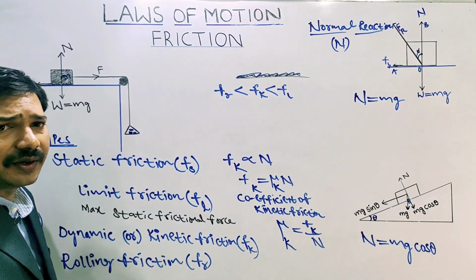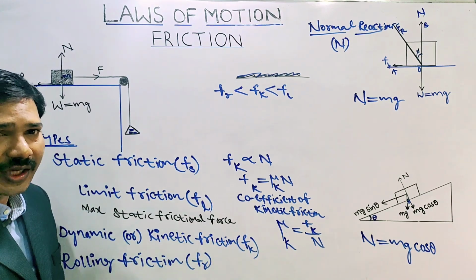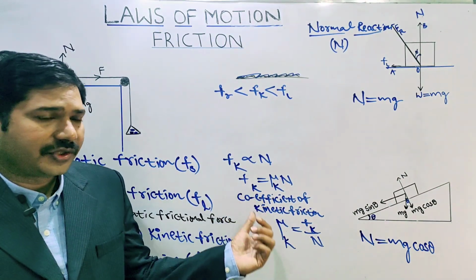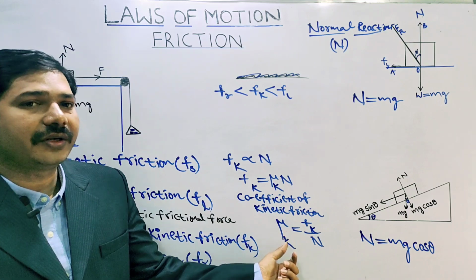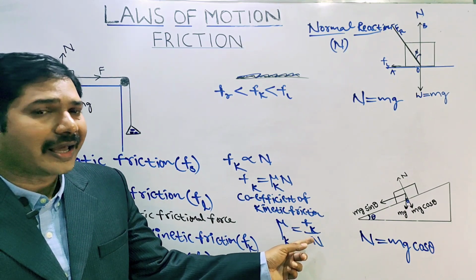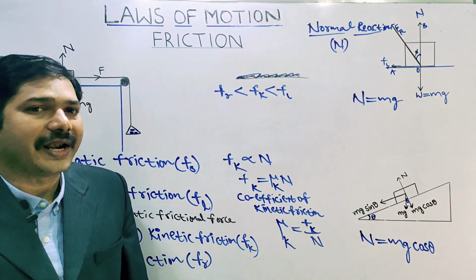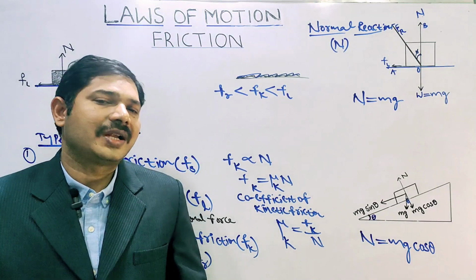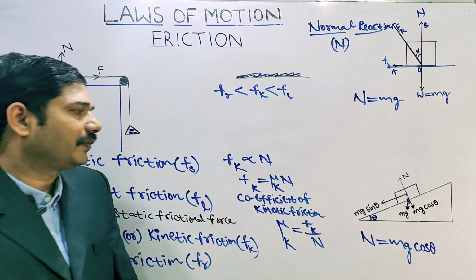The same formulas apply for the three types of friction, giving three coefficients of friction. One is the coefficient of static friction, another is the coefficient of kinetic friction, the ratio of the kinetic frictional force to the normal reaction. This coefficient of kinetic friction also does not have any units or dimensions. And the last one is what?